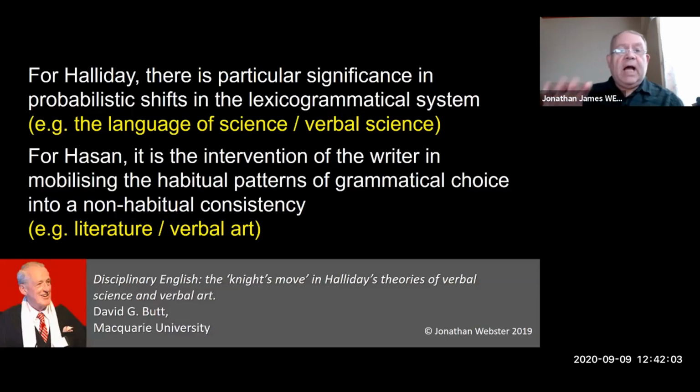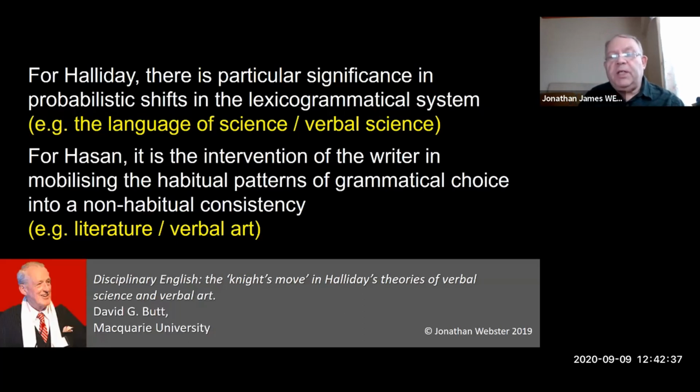Now let's take it out of verbal science. We're coming to what I want to talk about today, and that is verbal art. We're going to be looking at it from the point of view of another scholar in linguistics. Her name is Ruqaiya Hasan. David Butt is saying this, for Hasan, for this particular scholar, it is the intervention of the writer in mobilizing the habitual patterns of grammatical choice into a non-habitual consistency.